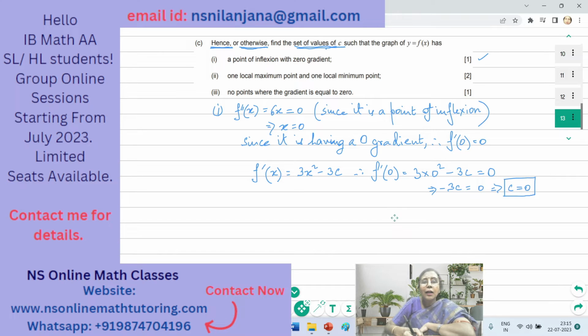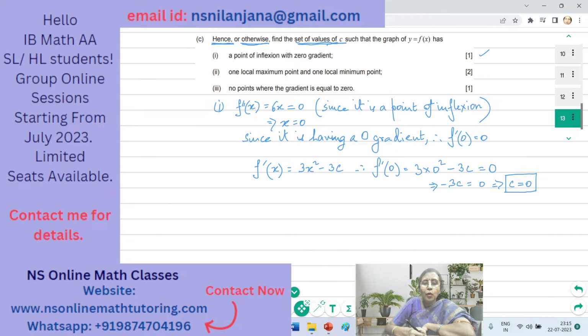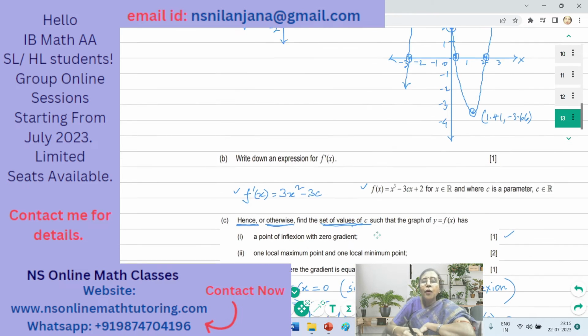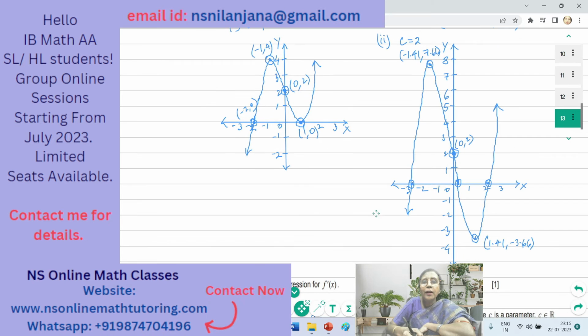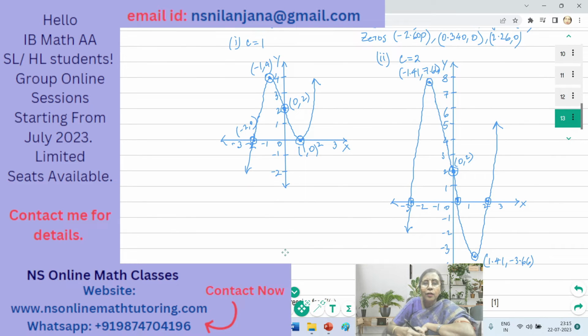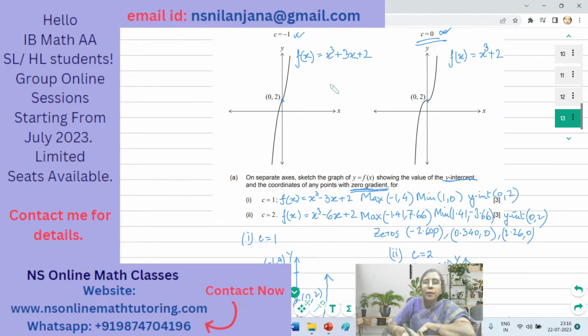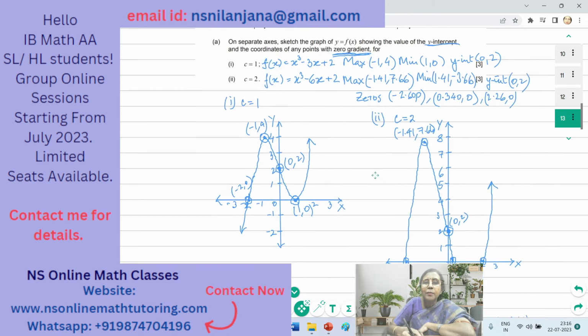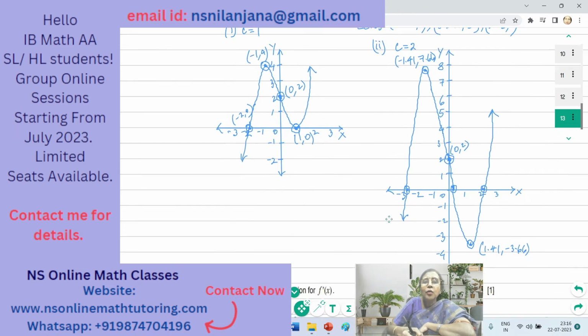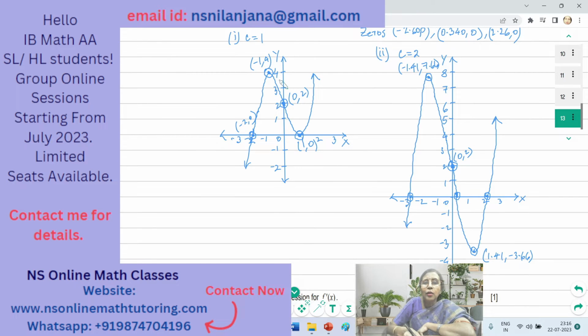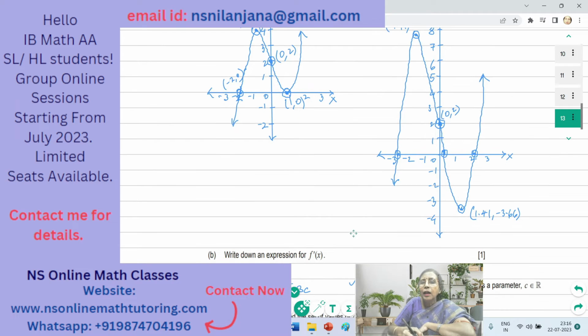We come to the second subpart, II, one local maximum point and one local minimum point. For C equal to -1, there was no local maximum or local minimum. For C equal to 0, also no local minimum and local maximum points. For C equal to 1, there is a local minimum and a local maximum point.